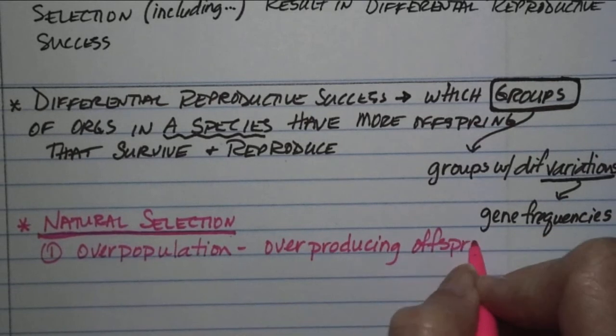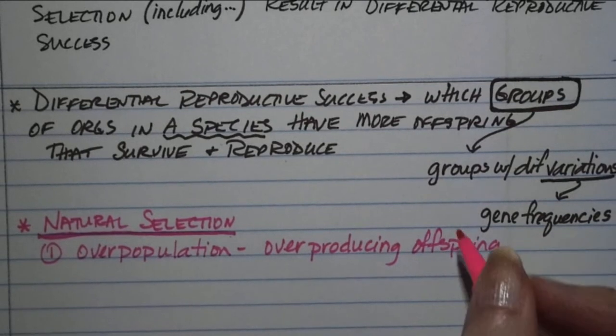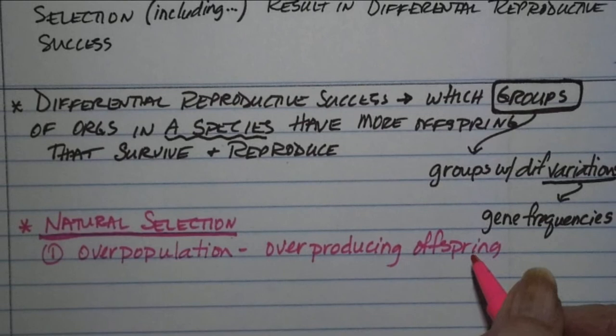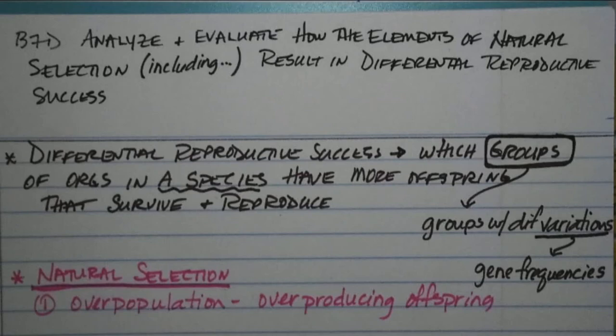So how does overproducing offspring result in differential reproductive success? Okay, the more offspring you produce, the greater chance you have of some of them surviving.